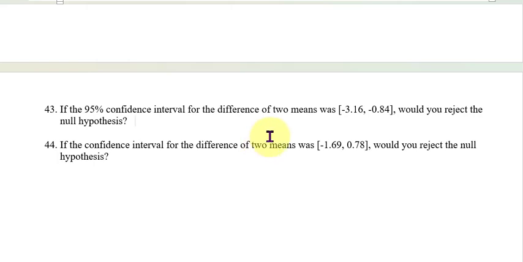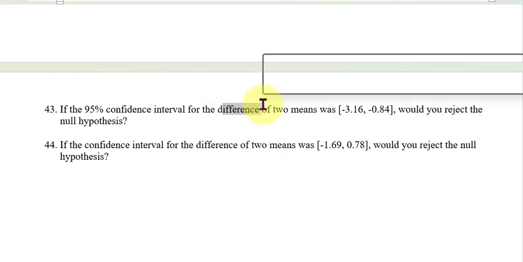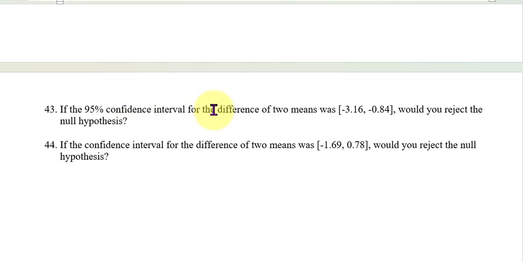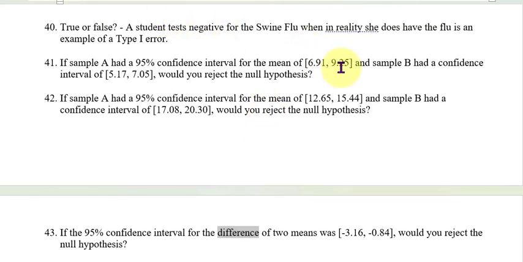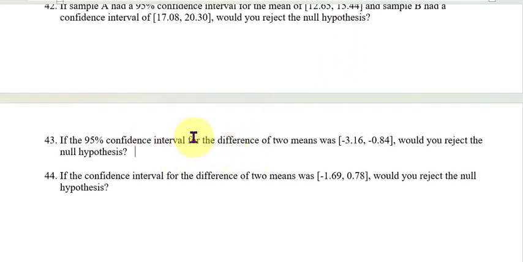So this is the difference between two means. You see that? This is a confidence interval for the difference of two means. I can't say that enough: the difference of two means is different than the ones we just did. If there's a 0 in a confidence interval for the difference of two means, you cannot reject the null. So you'll notice 0 is not between negative 3.16 and negative 0.84, right? The 0 is not in that interval, so you would reject the null.